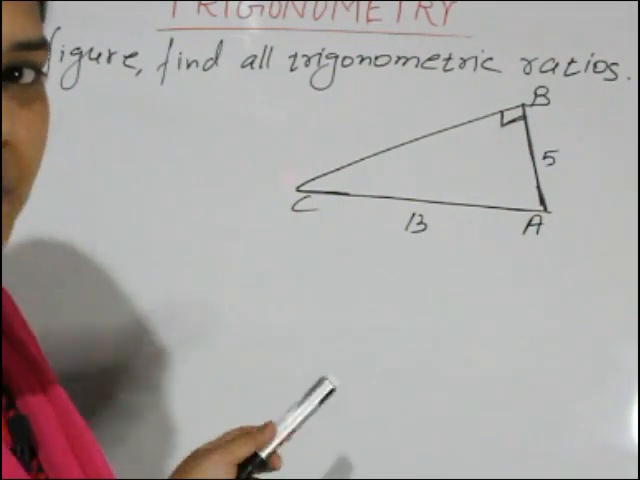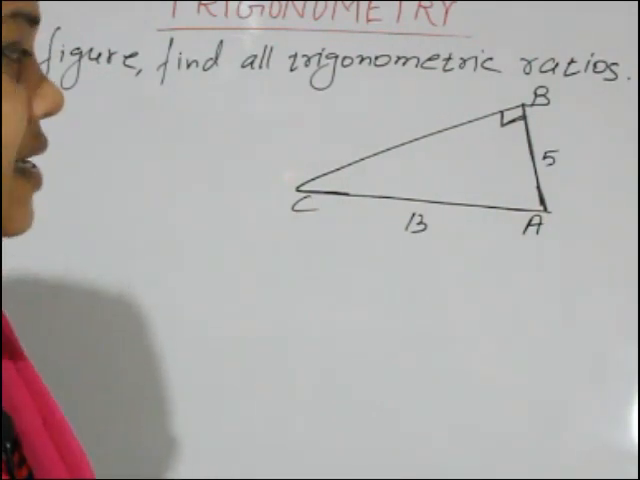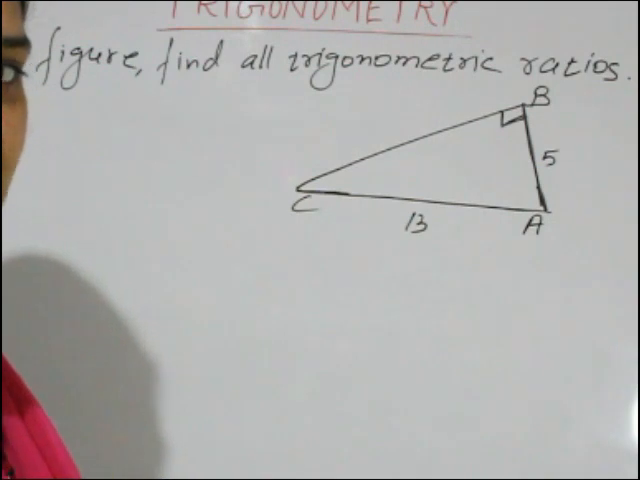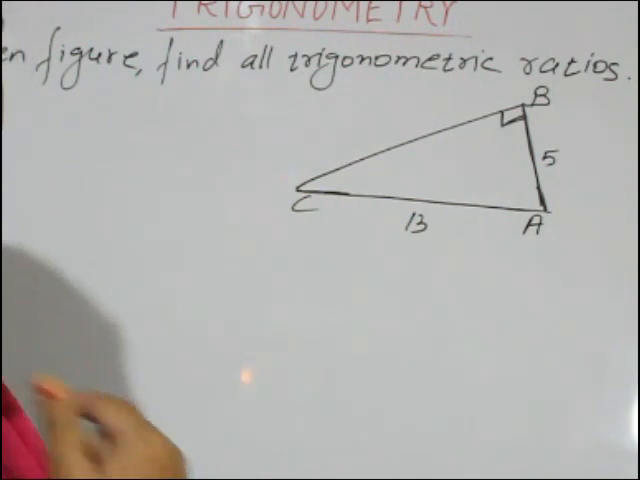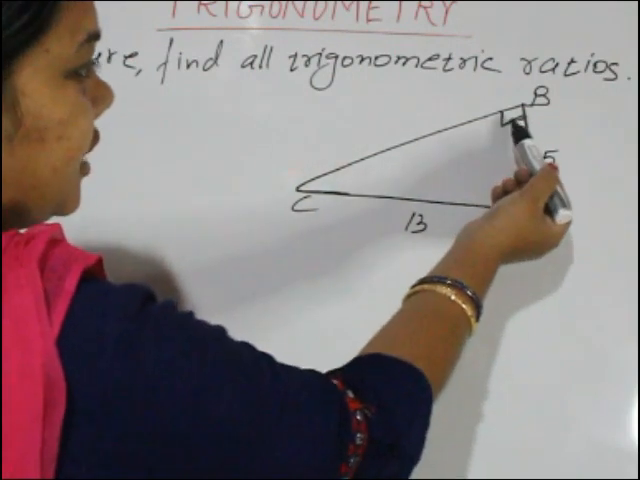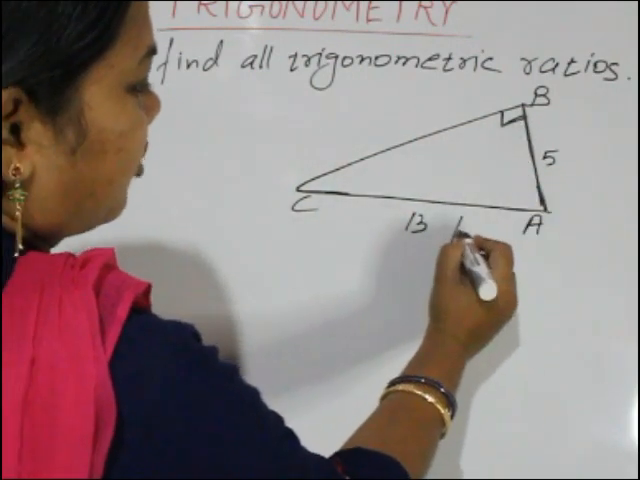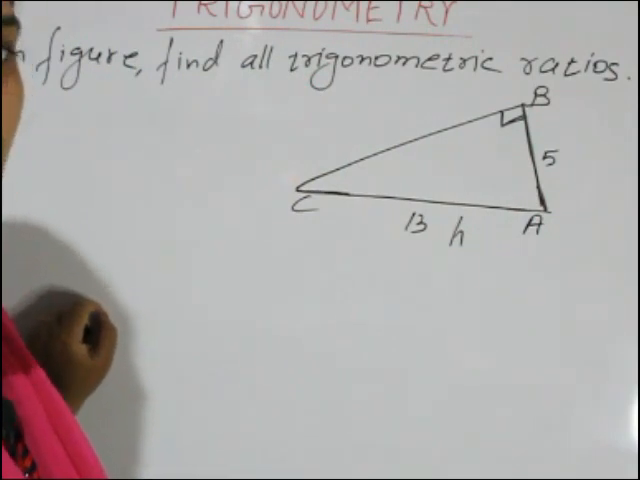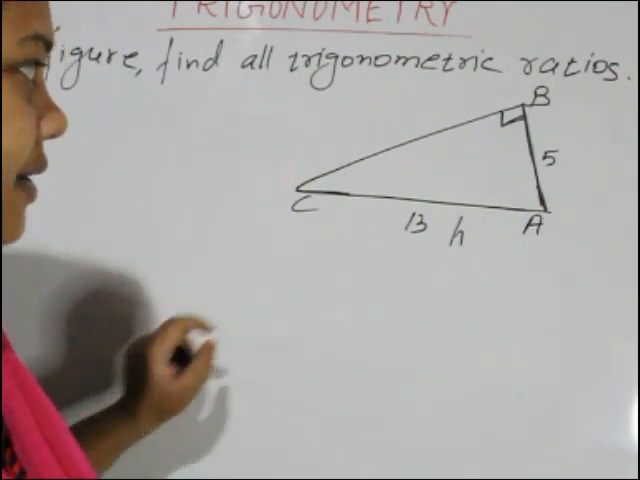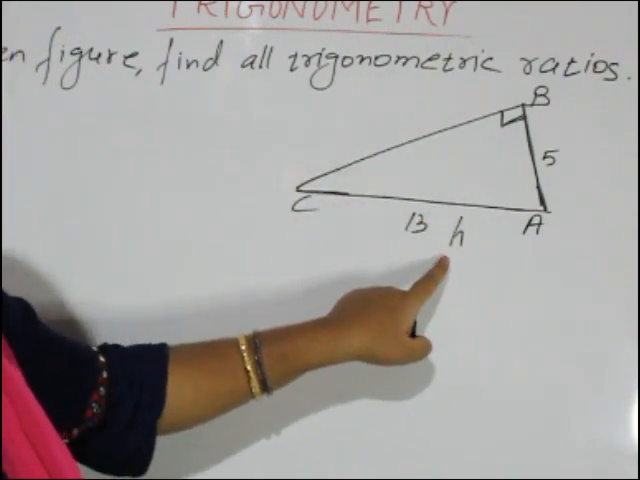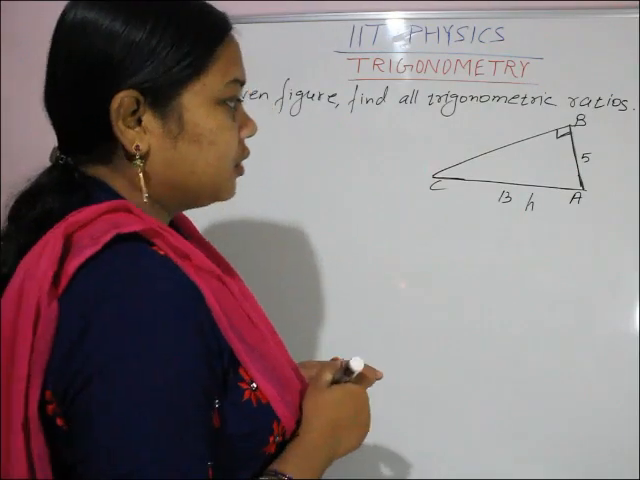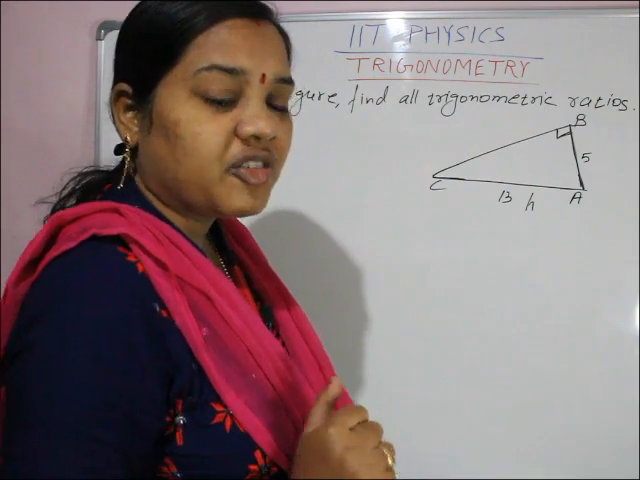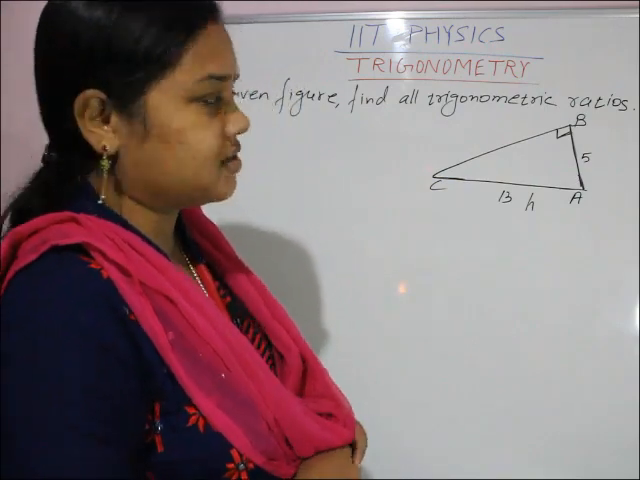So first we have to mark all three: perpendicular, base and hypotenuse. So where is H? H will always be opposite to 90 degrees. First you have to mention H. Hypotenuse is always opposite to the right angle. Now next you have to first find what is your angle of reference.